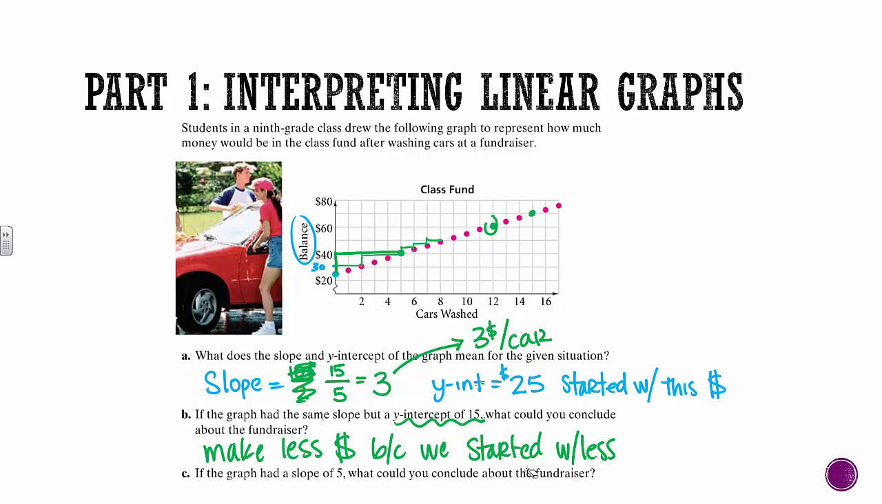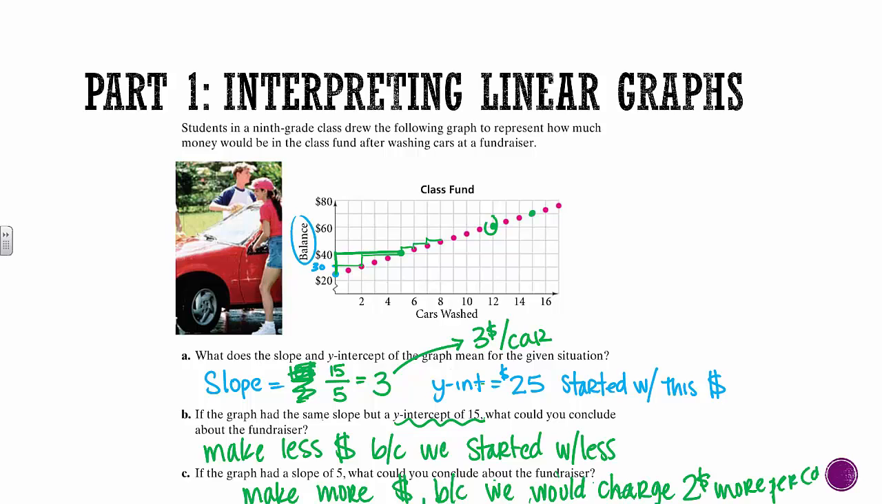So now this says, if a graph had a slope of 5, what could you conclude about the fundraiser? Well, we would make more money because we would be charging $2 more a car. And if you are doing 16, 17 cars, that's a lot of money.